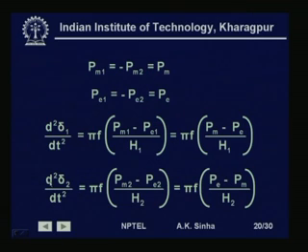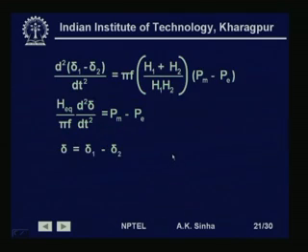Similarly, for the second machine we will have d2 delta2 by dt2 is equal to pi f by H2 into Pm2 minus PE2, and since we have Pm2 as minus Pm and minus PE2 as PE, this will become positive PE and this will become negative Pm. So, we have got pi f by H2 into PE minus Pm.